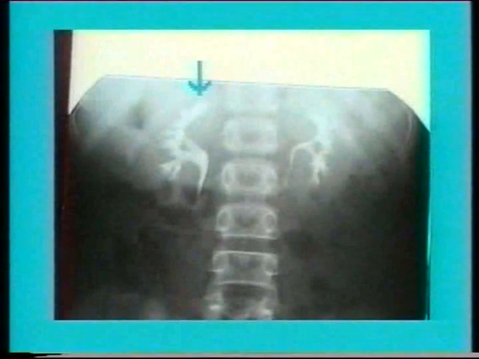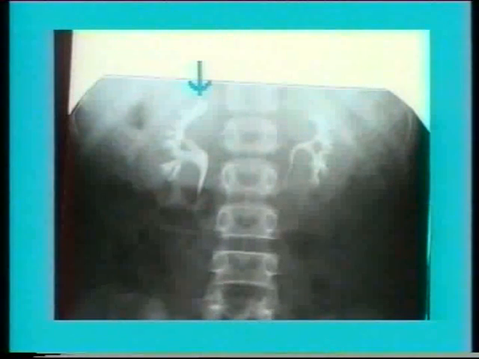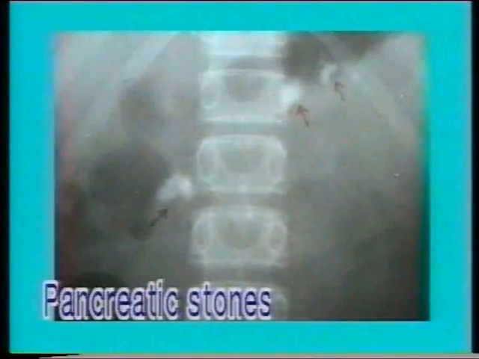Now observe this X-ray carefully. This stone was mistakenly considered as a renal stone. Even an IVP gave a wrong impression as it is overlapping the upper pole of the kidney. But when a proper X-ray was taken, the characteristic picture of pancreatic stones in a line across the first lumbar vertebra was diagnostic.